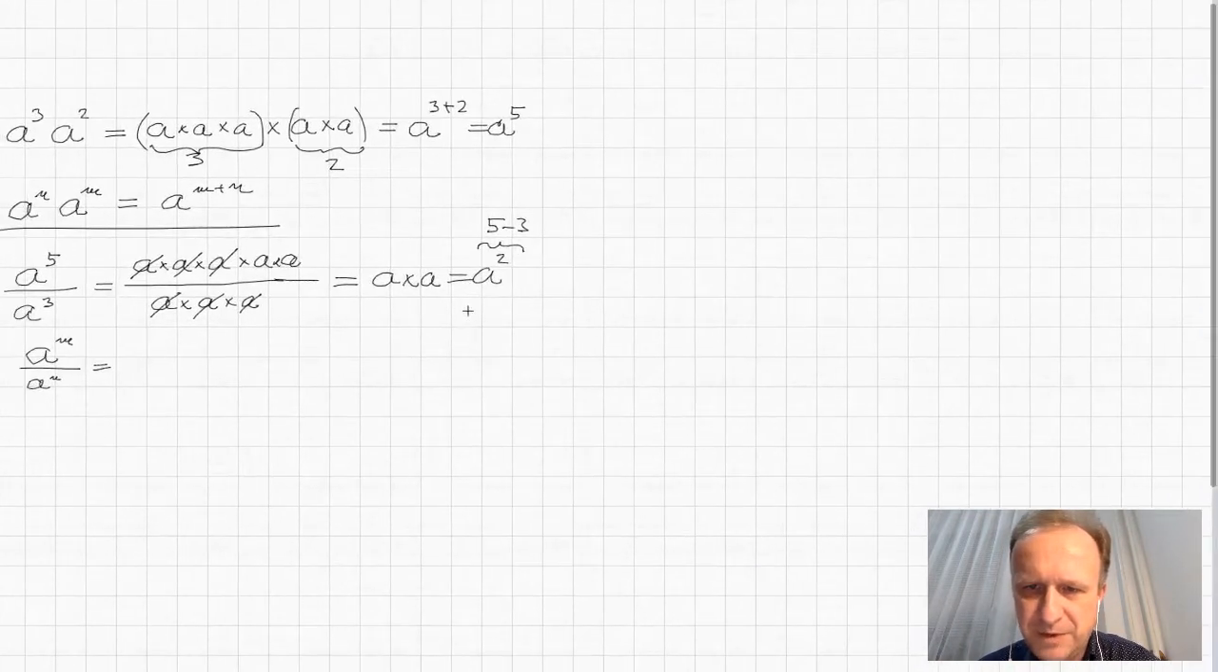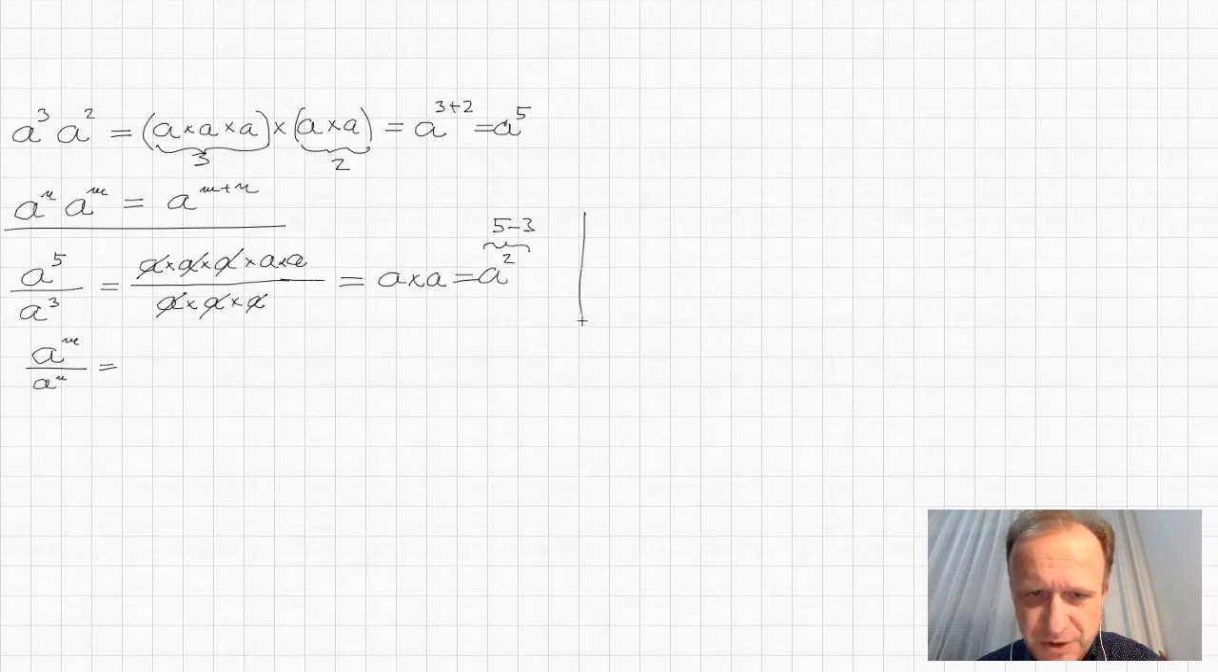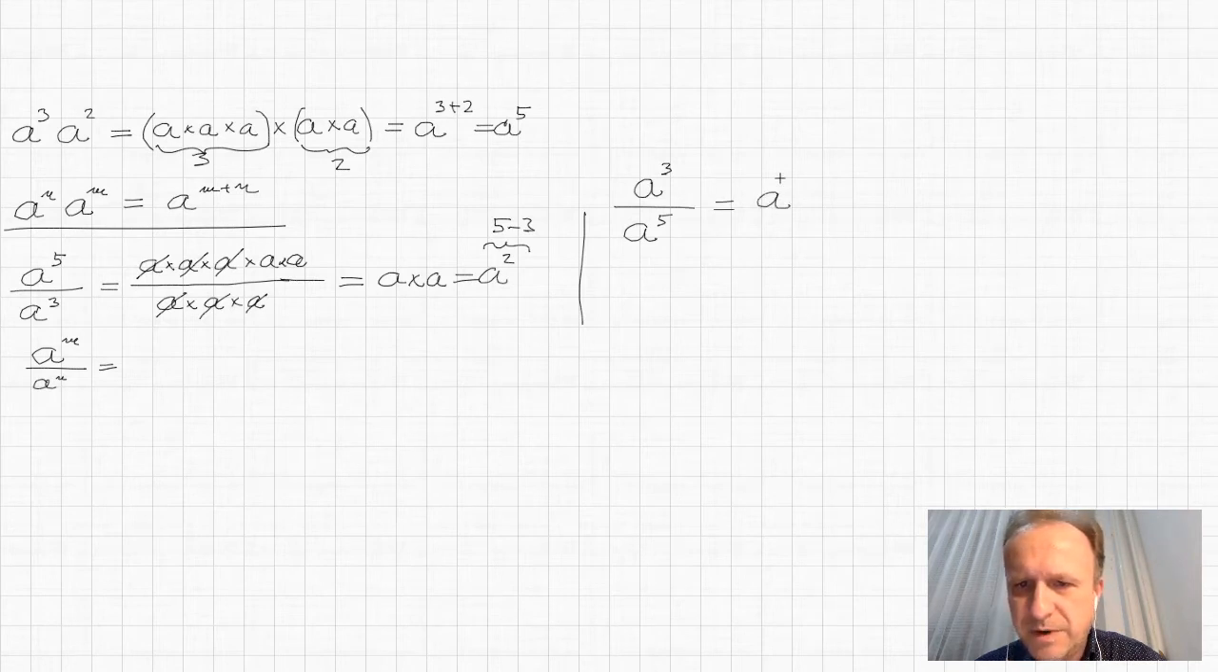To give you an example of what happens here, imagine the situation like this. A to the power of 3 divided by a to the power of 5. Okay? According to our law, this should be a to the power of 3 minus 5, which is a to the power of negative 2. Okay? So we have to assign meaning to an expression like this. So what is a base raised to a negative power?